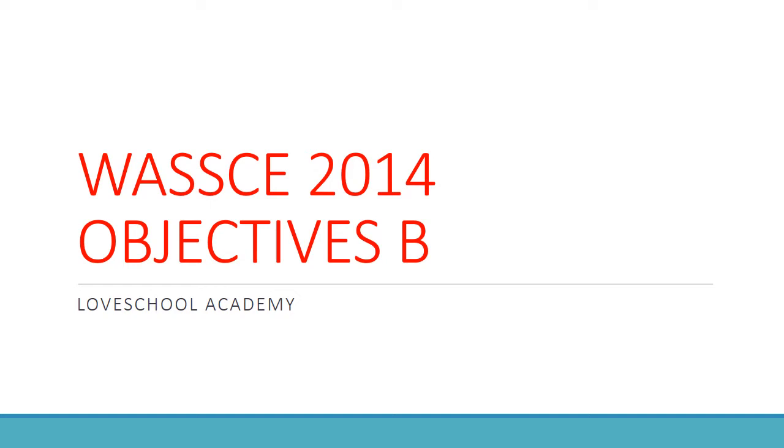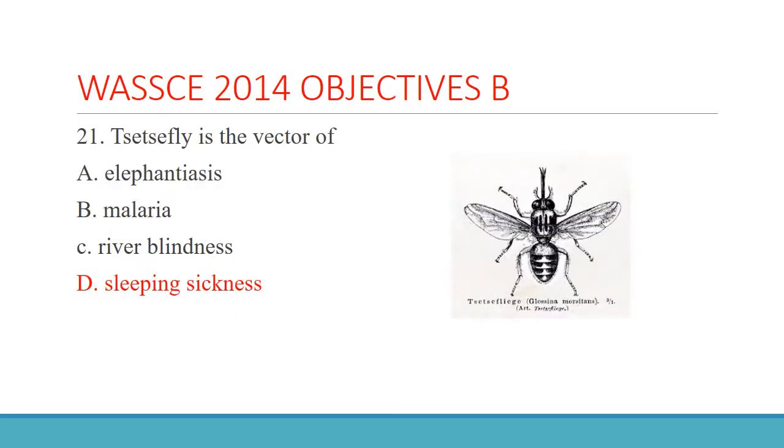We'll continue with our WASSCE 2014 objective questions that we started solving, and this is the other part of the continuation. So we continue from where we left off. Question 21, the tsetse fly is a vector of.